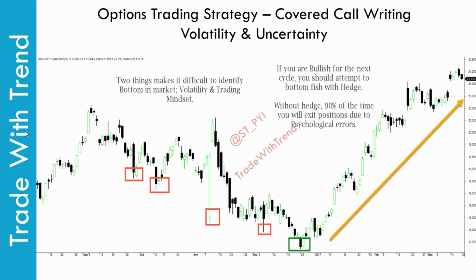So look at the chart here. Two things make it difficult to identify a bottom in the market: volatility, and the impact of that volatility on your trading mindset. Now look at how this chart is trending down. Look at the frequent gap openings that you're getting. Sometimes price opens lower and rallies during intraday. So this particular scenario becomes extremely difficult to trade.